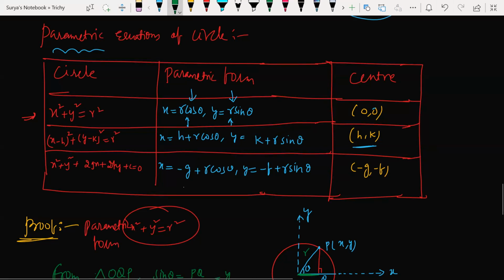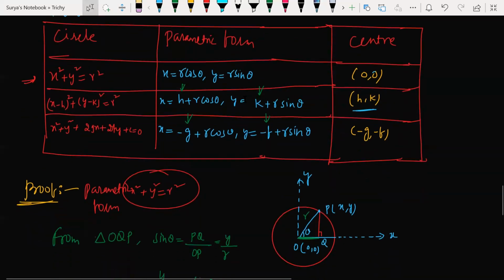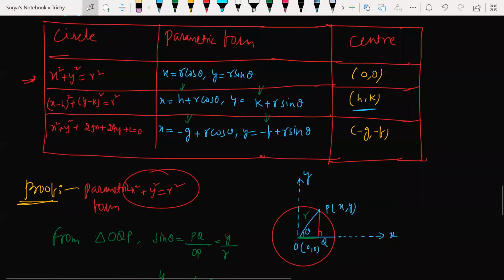And h plus, and k plus, since the center is h comma k. Now why this minus g? Look at this, minus g comma minus f, center is minus g comma minus f. Here the center is h comma k, all right. So everywhere r cos theta and r sin theta is common, it's going to be common. Am I correct, am I right guys, are you able to understand here? All right, r cos theta and r sin theta is common everywhere, so the parametric form is nothing but we will be writing the x and y coordinates of the respective circles. Hope it is clear, guys, any doubts?